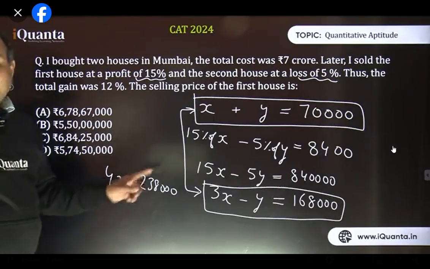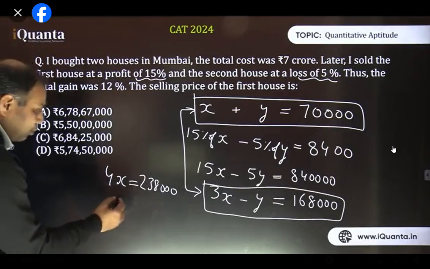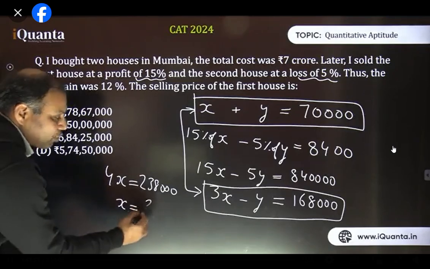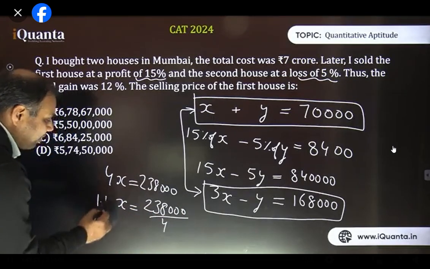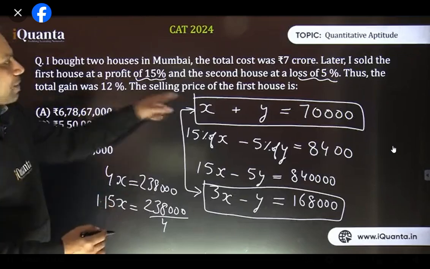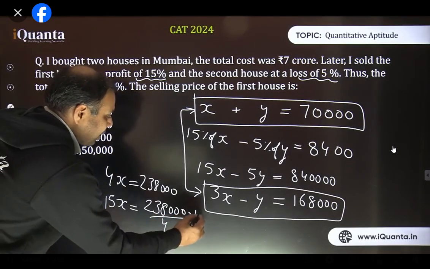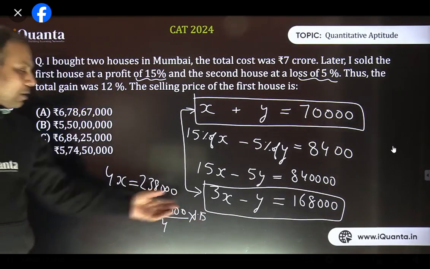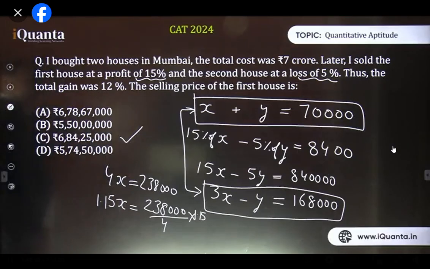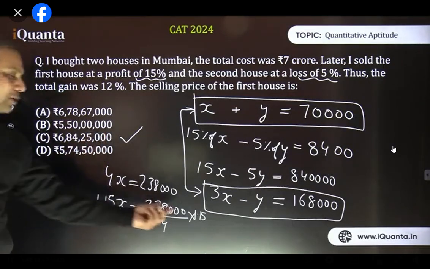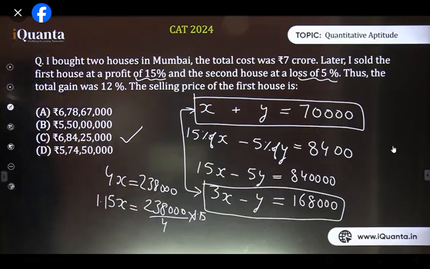And what we need to calculate? We need to find the value of 1.15x. So x would be, I'm just using the unitary method now, 238000 divided by 4, and 1.15x, which we want to find out actually, that is the selling price of the first house. So you multiply it by 1.15. Now if you wish, you can use a calculator also, and you can get your answer. So the correct answer is 68425,000. We have removed the 3 zeros at the end, so here you will get the value as 68425.